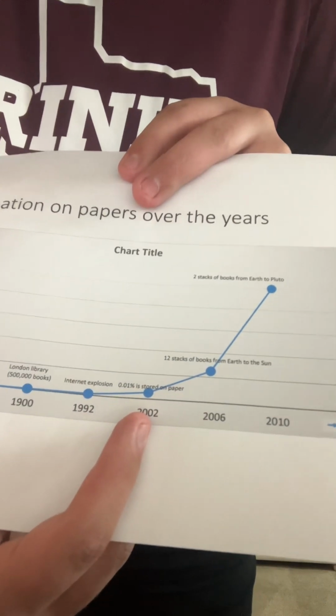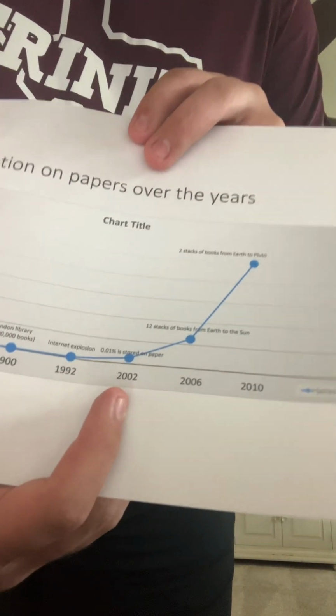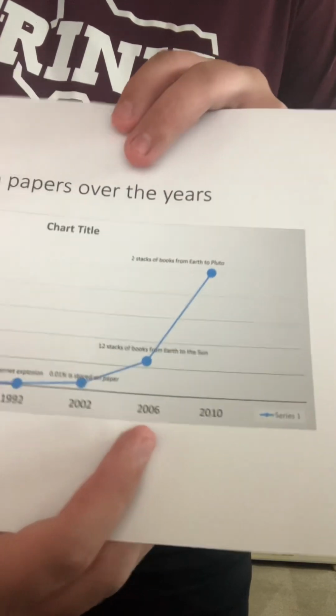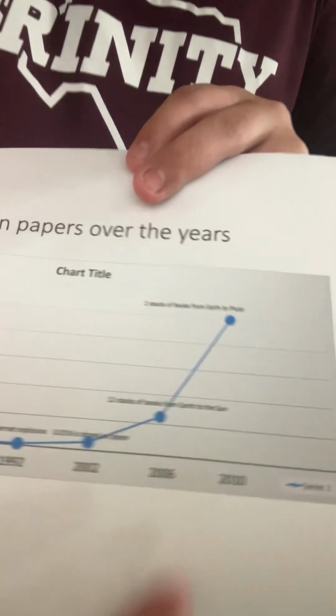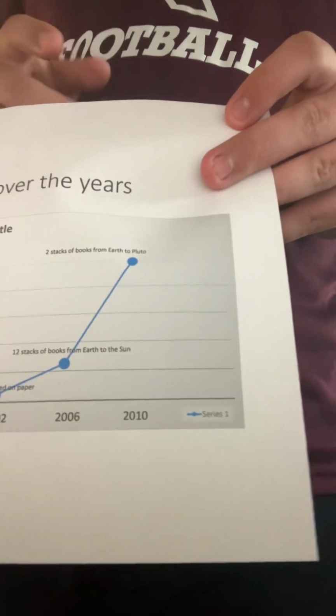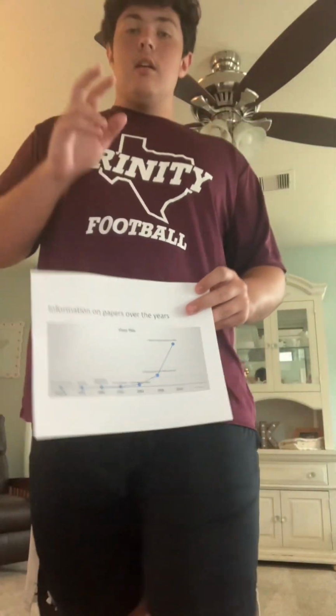In 2002, 0.01% of the world's information was officially stored on paper. Then, in 2006, you could have 12 stacks of books from Earth to the Sun. I think that's pretty impressive. And then finally, in 2010, you see how much paper has been exploding over the years. You could have 2 stacks of books from Earth to Pluto. If that's not amazing, I really don't know what is.